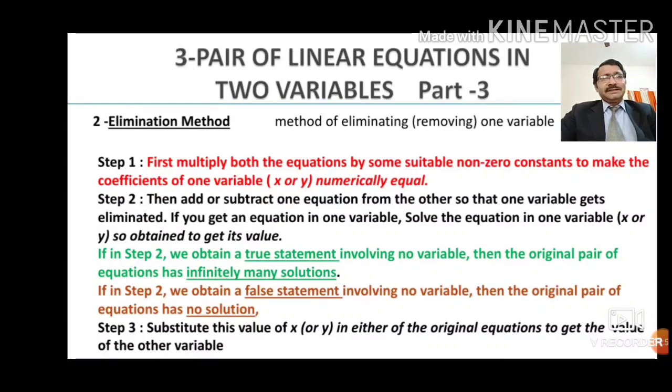Next, if in step 2 we obtain a false statement. A false statement means 2 equal to 5, 0 equal to 5, 7 equal to 5, that type of wrong statement involving no variables. Then the original pair of equations has no solutions. So here also we can find out whether the equations have infinite solutions or no solutions.